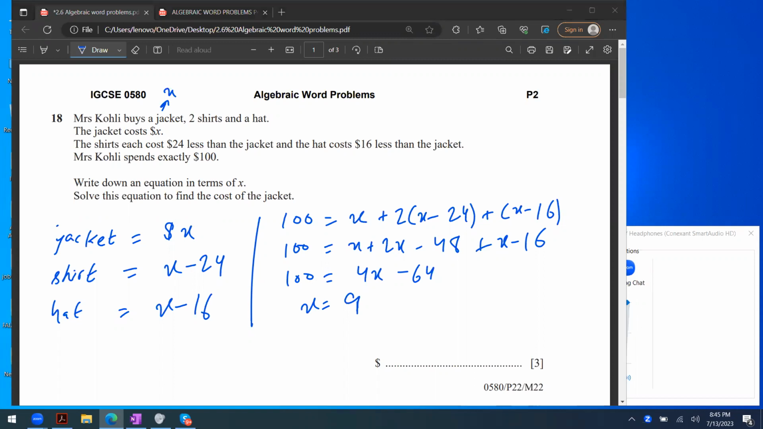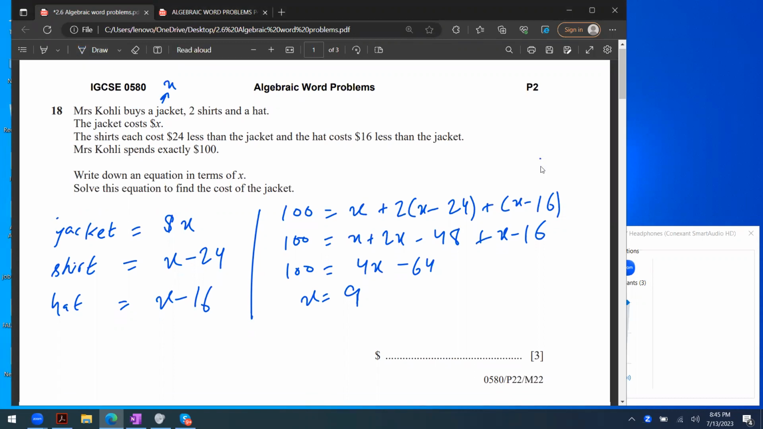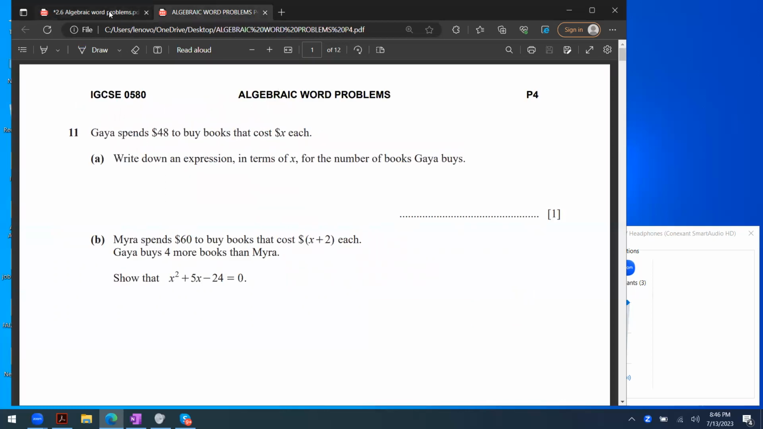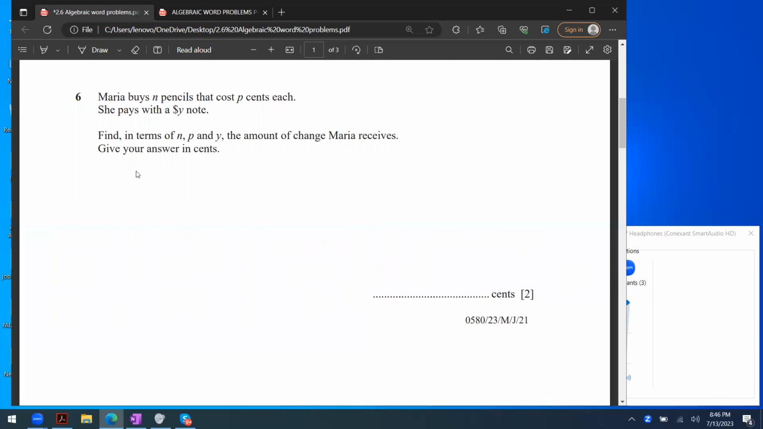Is it clear? Yes, sir. I hope it was also clear for you. Let's continue then. We will do P2 algebraic word problems, and then after finishing them, we can start P4 also. Both worksheets have been uploaded in the Skype group.